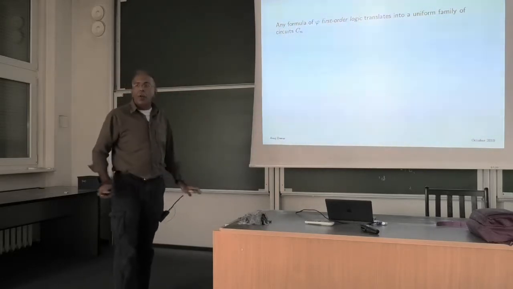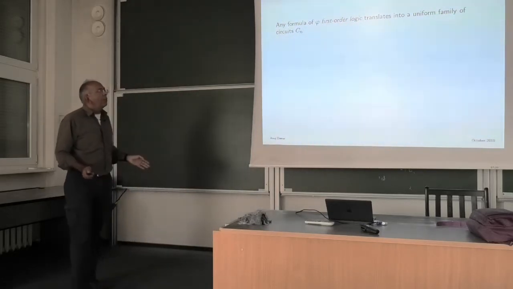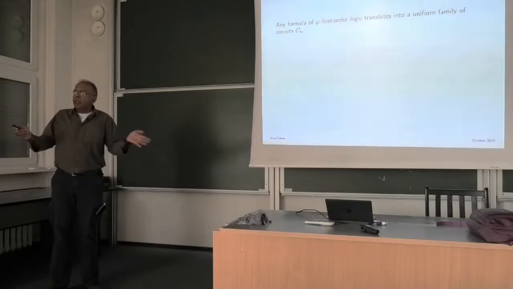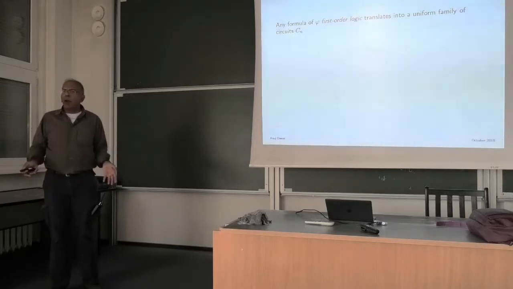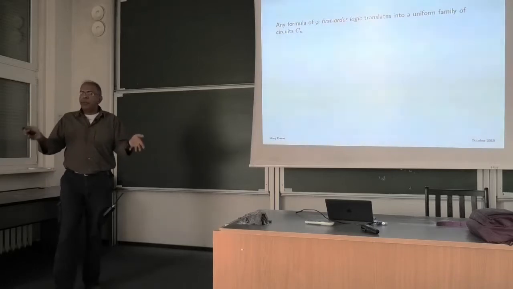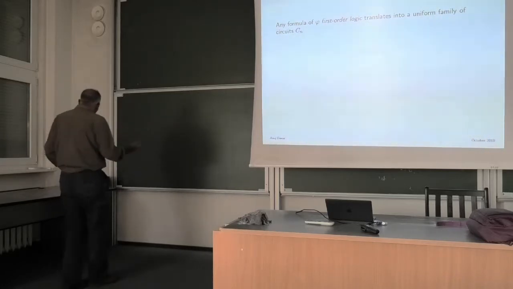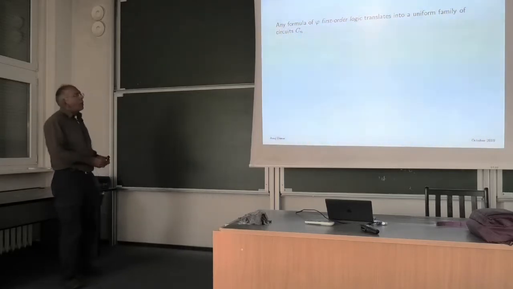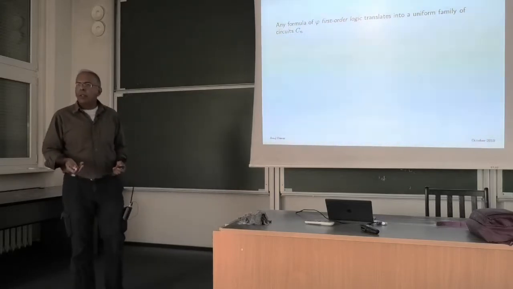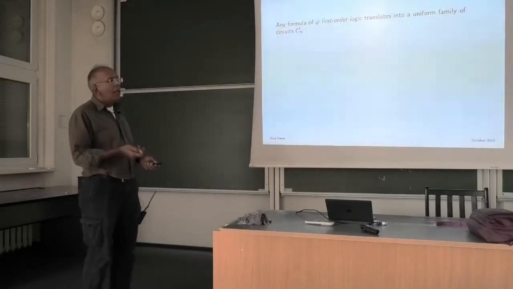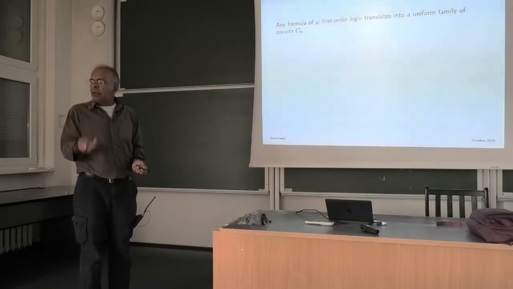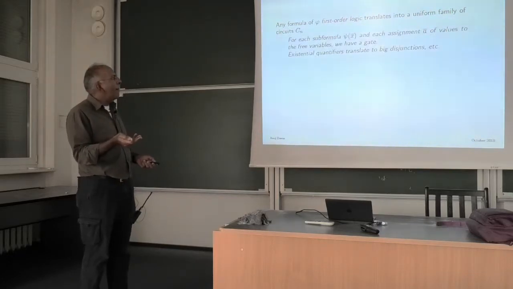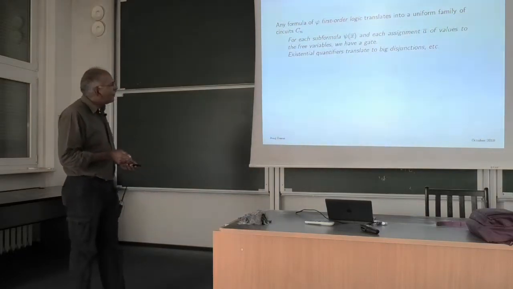So let's start with first order logic. I give you a formula of first order logic. Let's say no free variables, it's a sentence. In the language of graphs, for example, so it's something that's true or false of any graph. And I want to construct a circuit, a family of circuits, for evaluating this formula. So I fix n, the size of the graph, the number of vertices. And now what do I do?